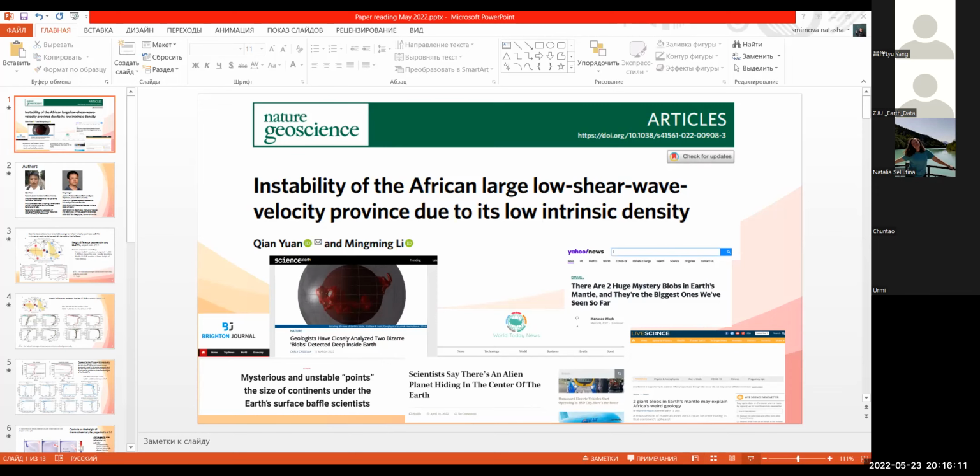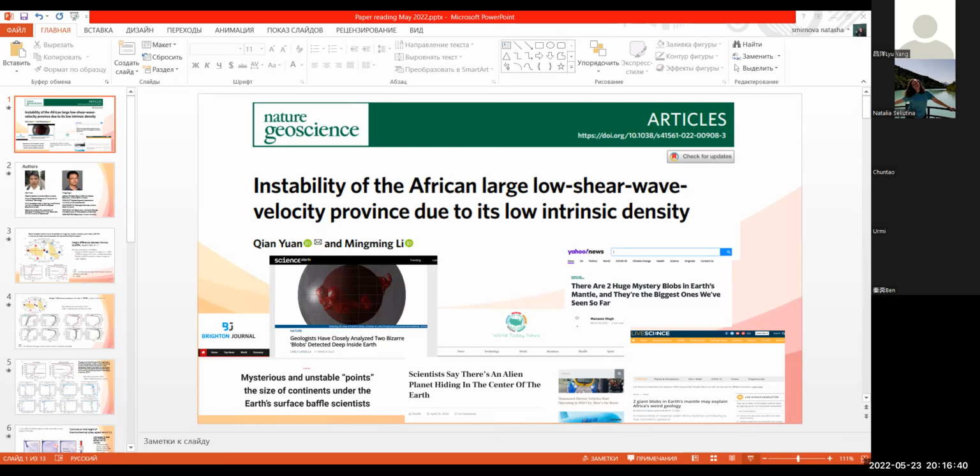So let's start. This paper is called Instability of the African Large Low Shear Wave Velocity Province due to its low intrinsic density. This paper became extremely popular in the last few months. Here you can see some of the headlines of popular journals, and there are even some speculations of an alien planet hiding in the center of the Earth. It was really interesting to read that one.